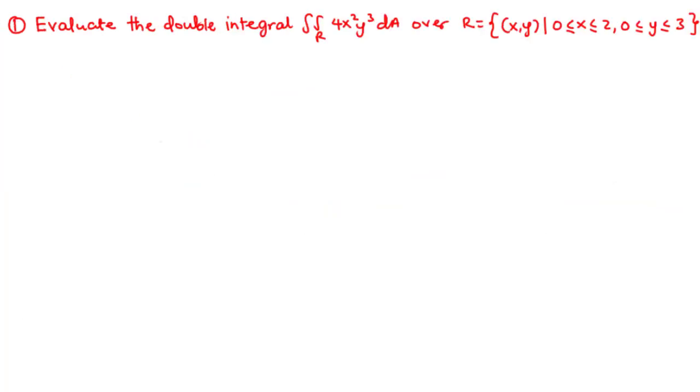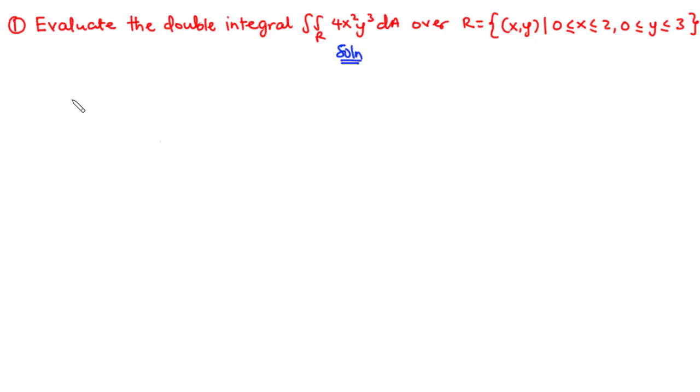Now let's take our very first example. In this example, we are going to evaluate the double integral over the region R of the function 4x squared y cubed dA, where R equals the set of all ordered pairs xy such that 0 is less than or equal to x is less than or equal to 2, and 0 is less than or equal to y is less than or equal to 3.